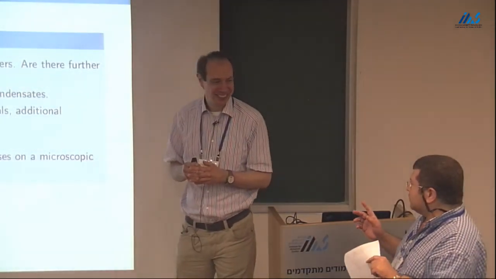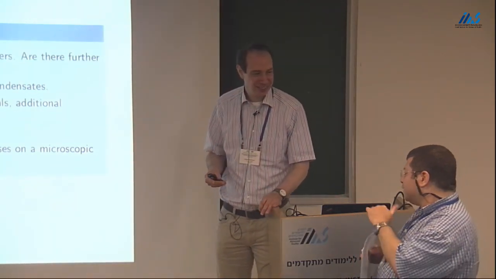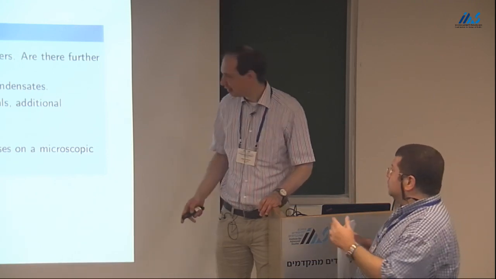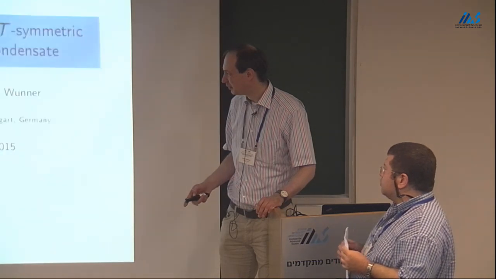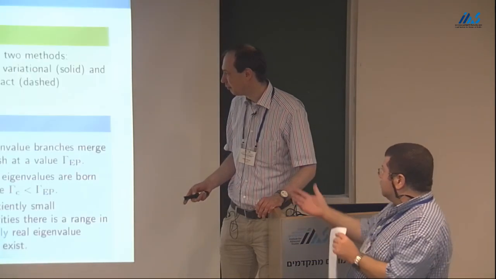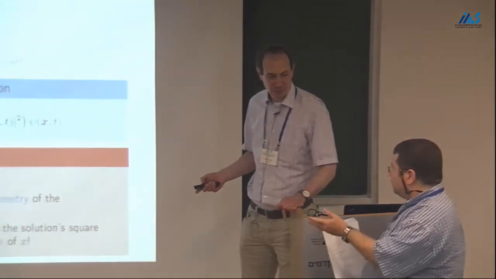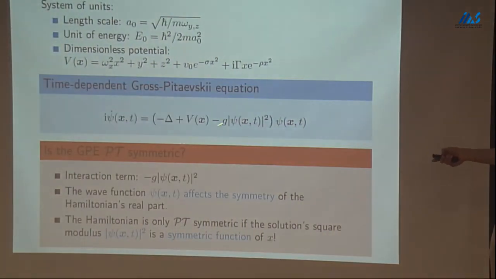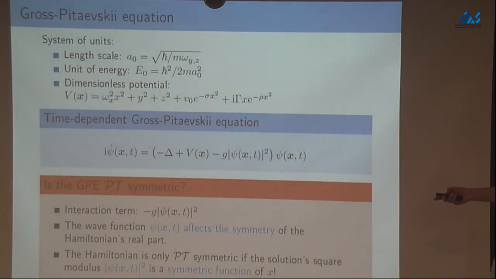I just wanted to ask something that you mentioned in the beginning. You refer to the parity of the wave function in the Gross-Pitaevskii equation, but in order to have PT symmetry for the system, couldn't you just look at the Hamiltonian which gives you the Gross-Pitaevskii equation, and make sure that it is itself PT symmetric? You can derive it from a Hamiltonian.